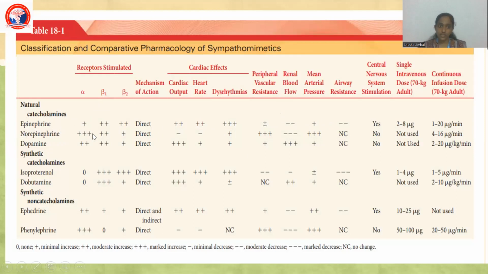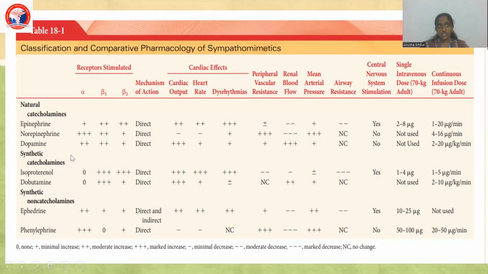Coming to norepinephrine, its alpha action is more than beta. So it's a major vasoconstrictor. Whenever you use it, the mean arterial pressure rise with norepinephrine is the maximum compared with any other drug. Since the beta action is not that much, we need not worry about a heart rate increase or an arrhythmia risk with norepinephrine usage.